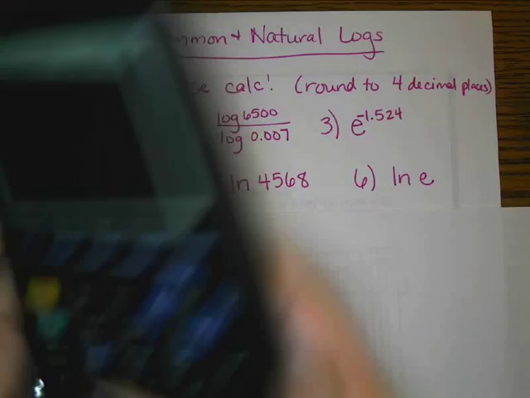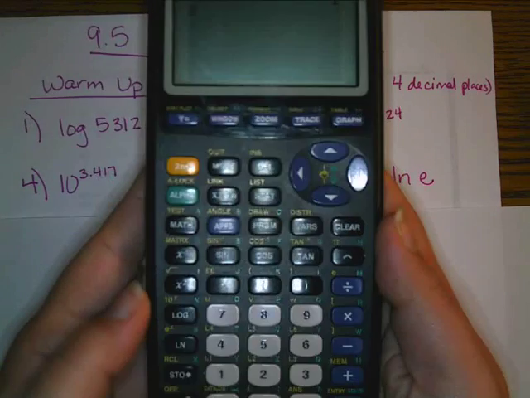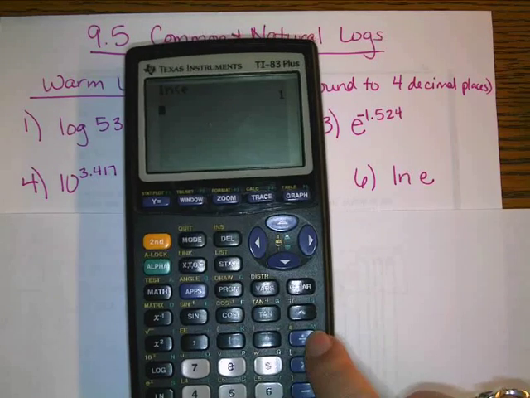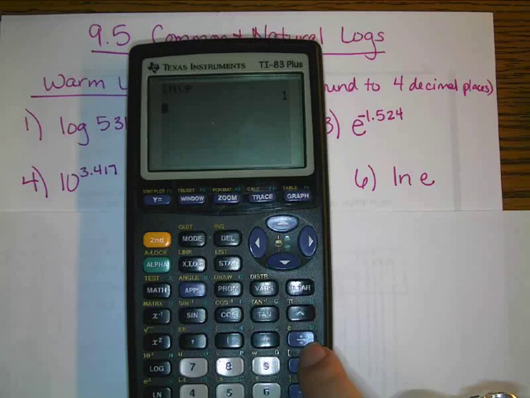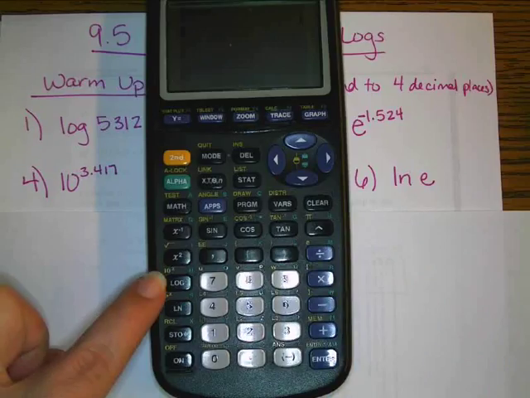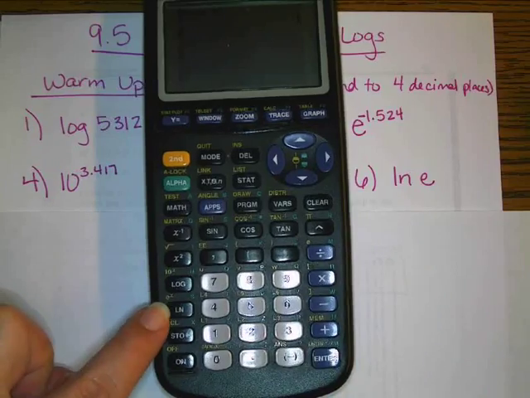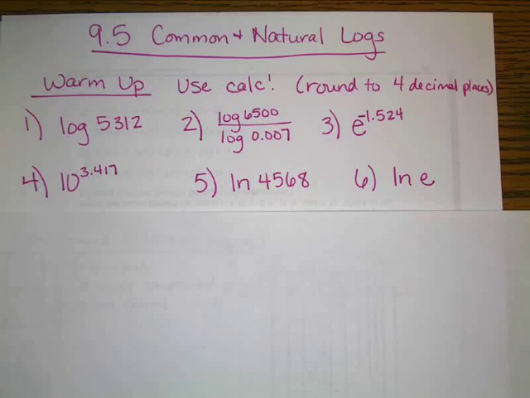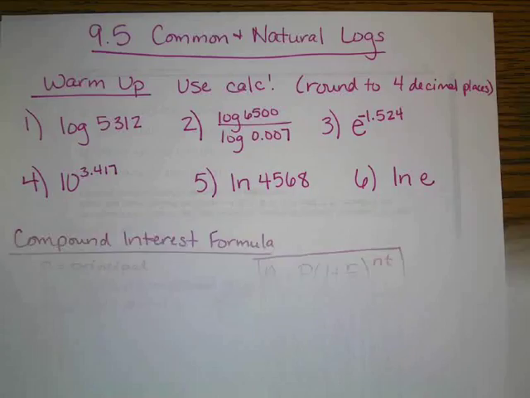Here are where the buttons are located. E is above this division sign, so you do second divided, and there's a little e right there. The log buttons are on the left. This one says log, and then this one says ln. That's called the natural log. ln stands for natural log. So I'm going to be checking this, just round to 4 decimal places.